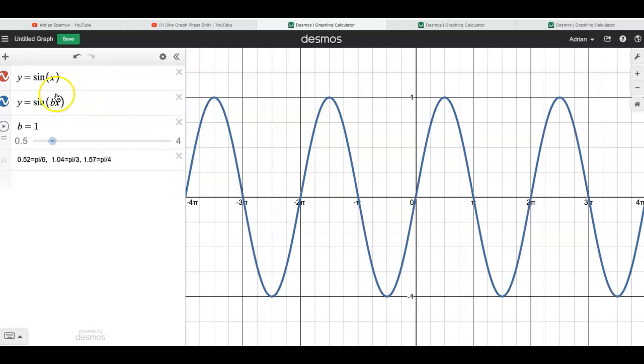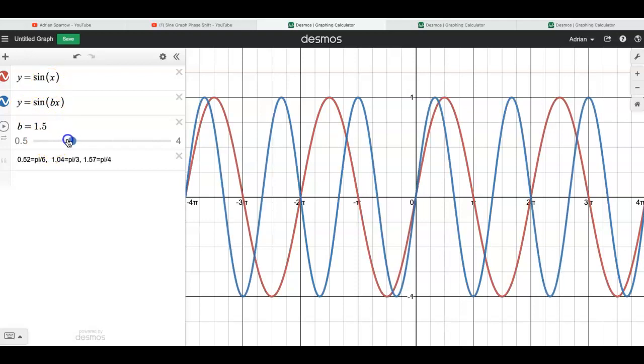So at the moment, the blue curve has a period of 2 pi. So that's the time it takes for the blue curve to make a complete wave of 2 pi. So period, 2 pi, one complete wave. Now, I've got the red curve underneath, which is the original.